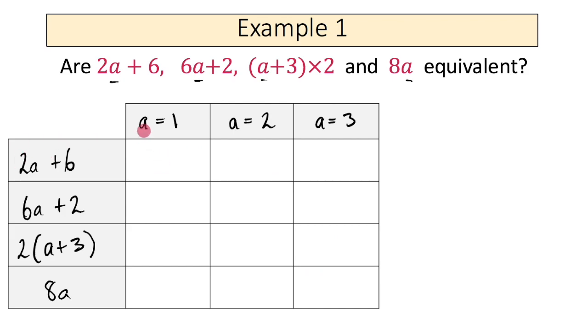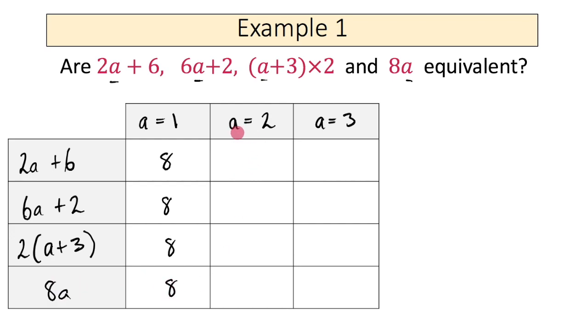Okay, so let's begin. So if A equals 1 for 2A plus 6, well, I'm going to get 2 times 1, which is 2 plus 6, which is 8. Over here, if I put in 1 into my A position, I'm going to get 6 times 1 is 6 plus 2 is 8. Over here, if I put 1 into this position, it's going to give me 1 plus 3, which is 4, times 2. 4 times 2 is 8. It's going to give me 8. Here, if I put 1 into the A position, it's going to give me 8 times 1, which is 8.